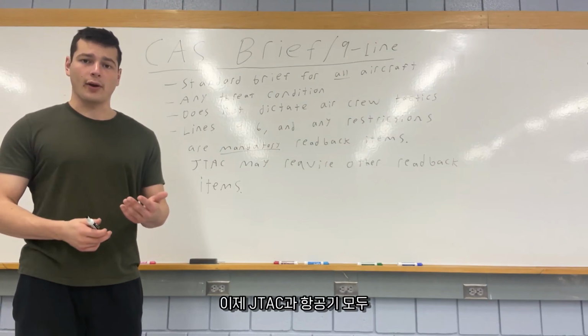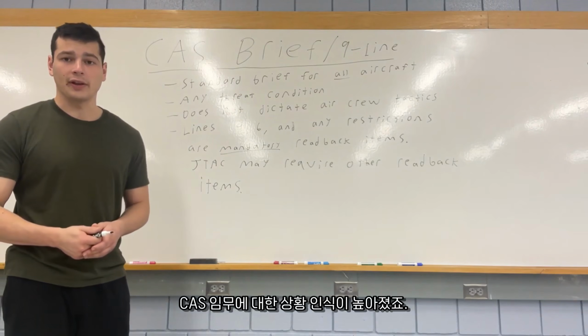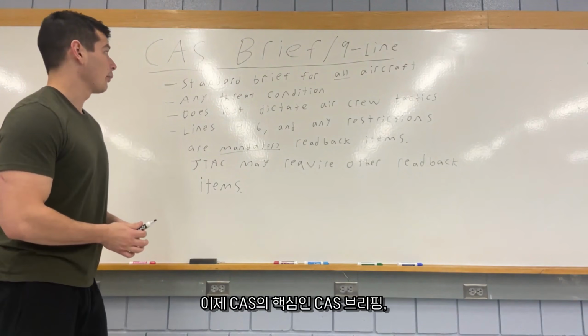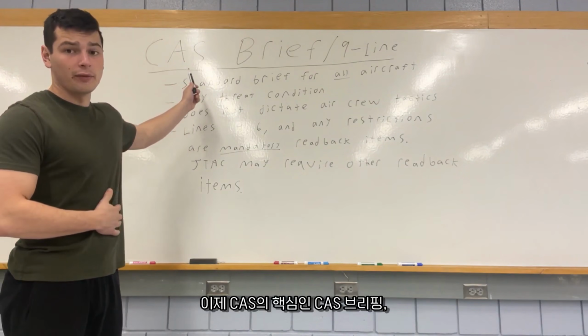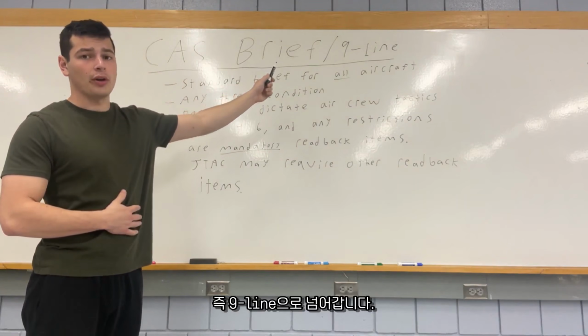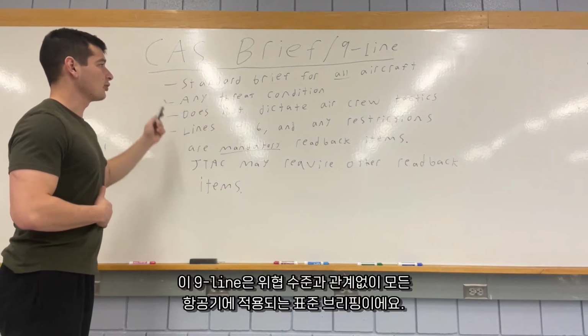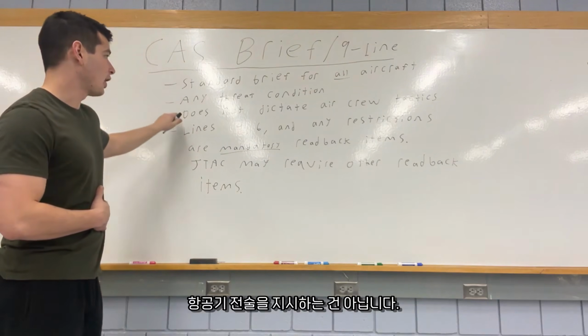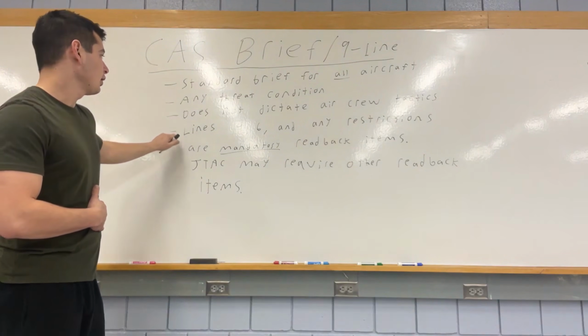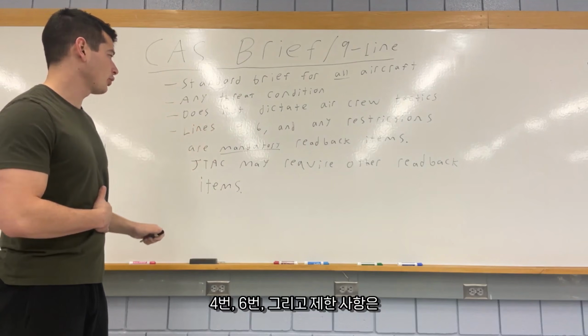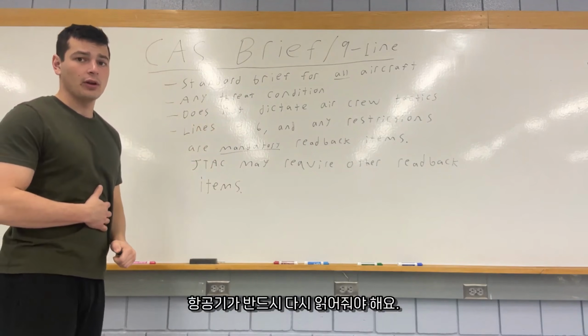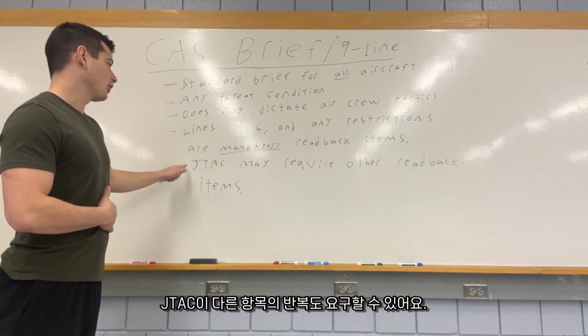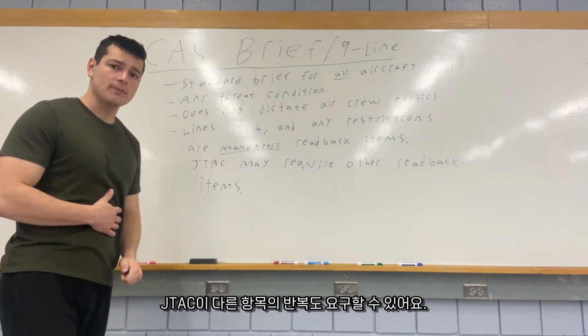All right, so at this point, we're done with our check-in brief. The JTAC and the aircraft both have increased situational awareness about the CAS mission they're about to be conducting. Now we're gonna move on to the meat of the CAS, which is the CAS brief or the 9 line. This 9 line is the standard brief for all aircraft, regardless of threat condition. It does not dictate aircrew tactics. Lines 4, 6, and any restrictions are mandatory readback items from the aircraft to the JTAC.